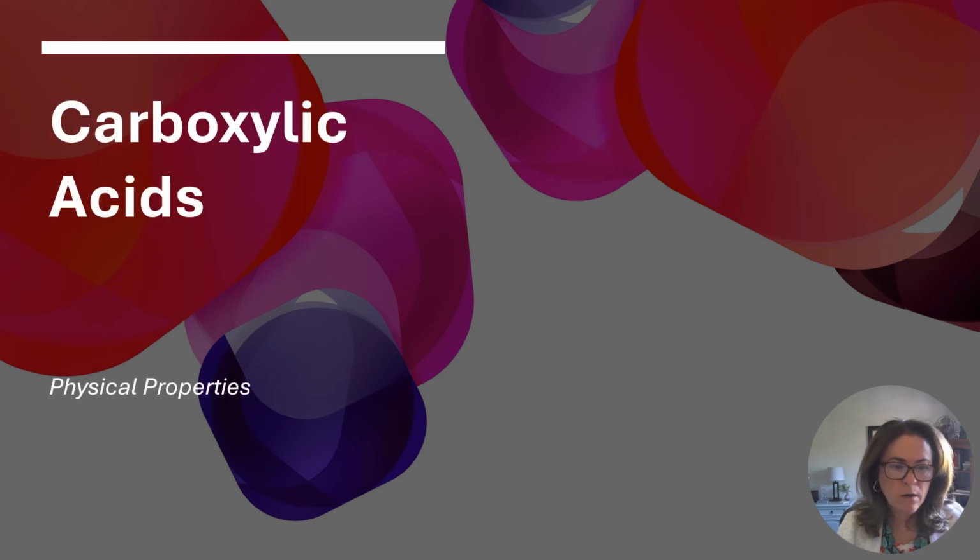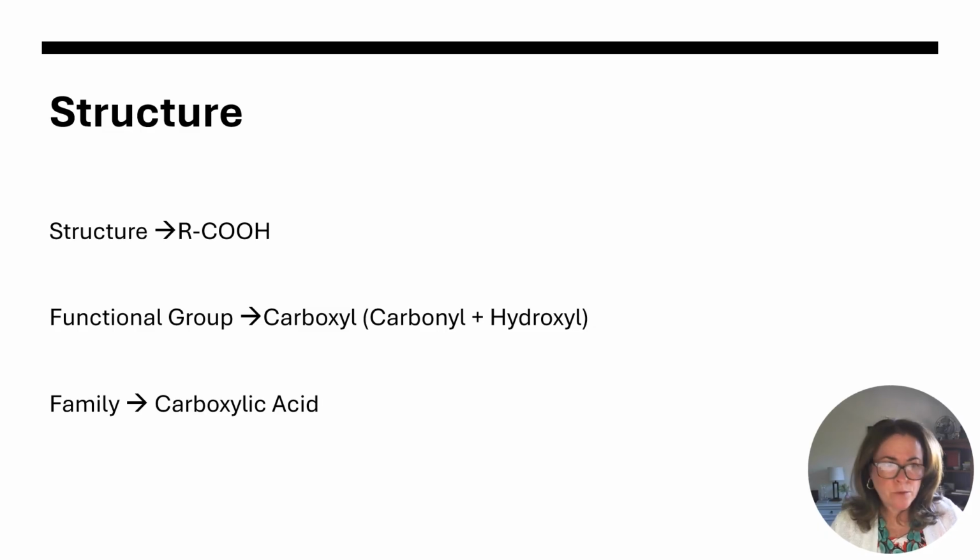All right, so now we are on to our next grouping of compounds, the carboxylic acids. Okay, so first we're going to talk a little bit about the structure of the carboxylic acids. They are terminal. So you've got an R group, a carbon, 2 oxygens, and a hydrogen.